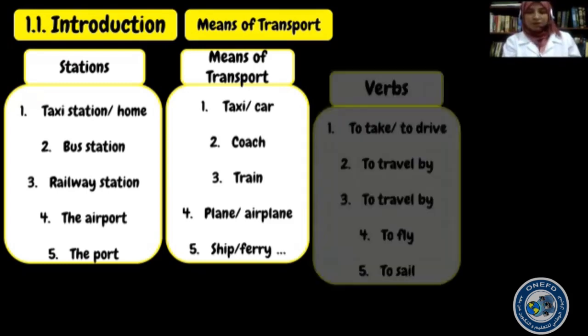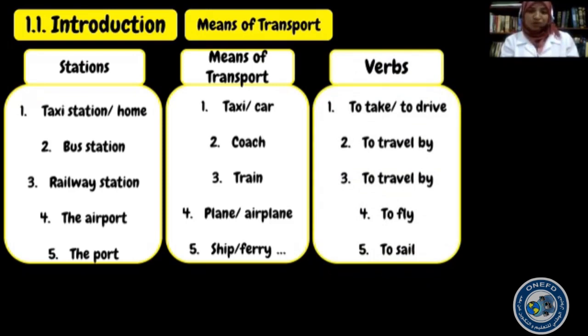Then, we need to know the verbs that we should use with means of transport. For example, to take a taxi, to drive a car. Second, to travel by coach. Third, to travel by train. Fourth, to fly on a plane or airplane. And fifth, to sail on a ship or a ferry.